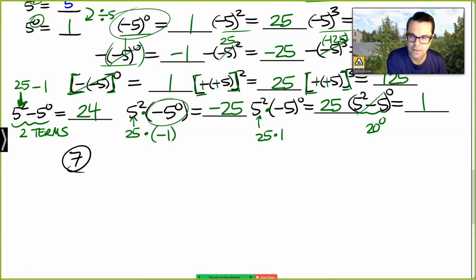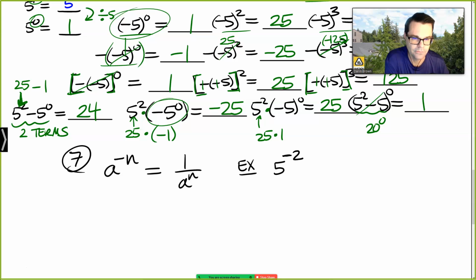7. A raised to the minus n. Again, n is a whole number here. So this is going to be 1 over a to the n. Okay, now let's see why this is. Again, one way we could see this would be to say, well, what is 5 to the negative 2?